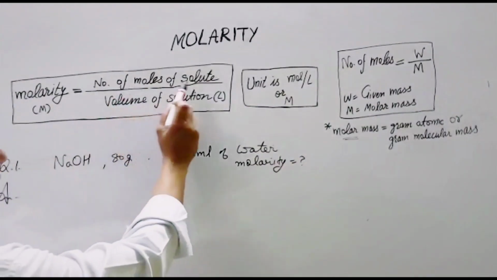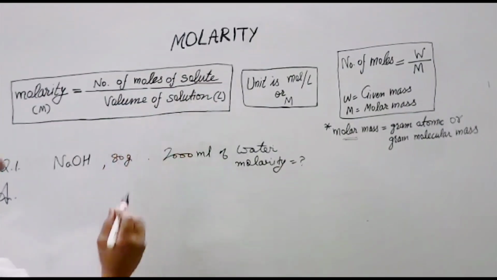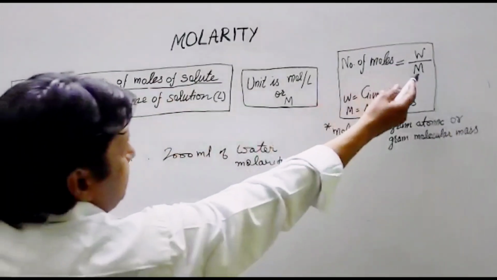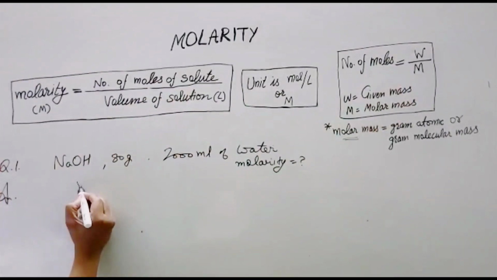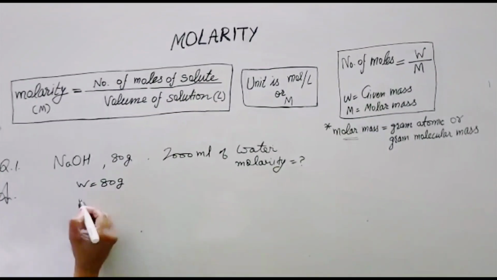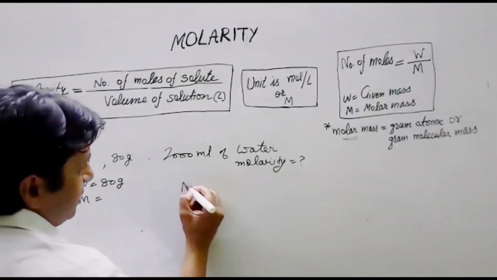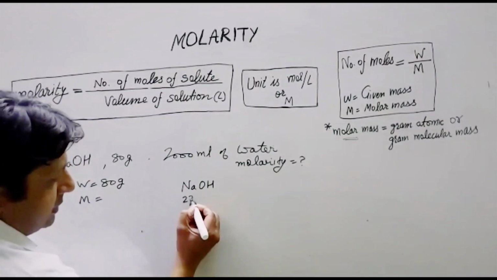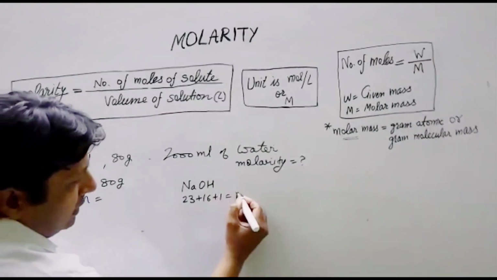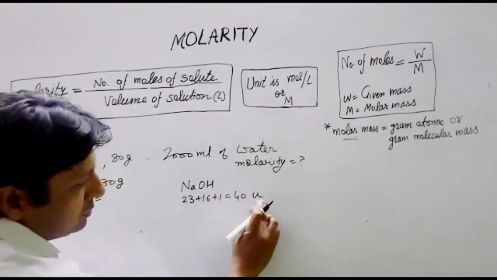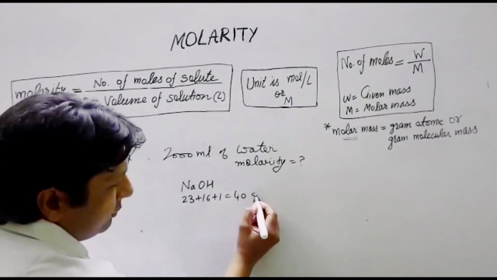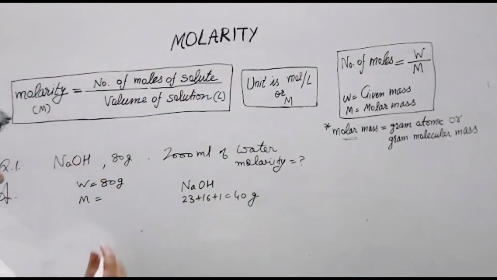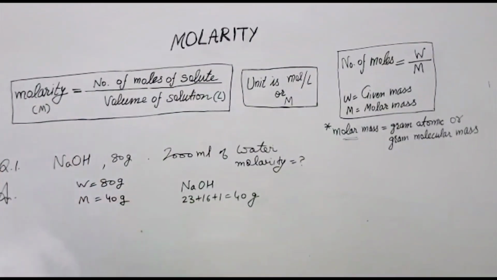We have to find the number of moles of solute first, then volume of the solution in liter. Number of moles of solute can be found by dividing given mass by molar mass. Given mass W is already given, 80 gram. Molar mass, what is molar mass? We can easily find. Sodium hydroxide, we will add the mass of all the atoms, and then instead of U, because U is unified mass, we will use G to find molar mass. 40 gram is the molar mass of sodium hydroxide.